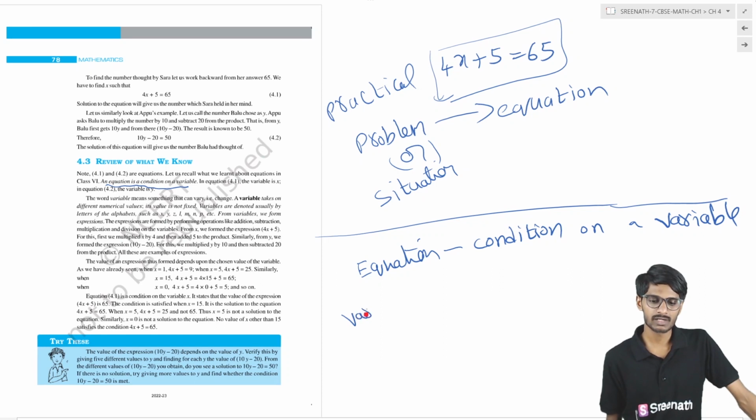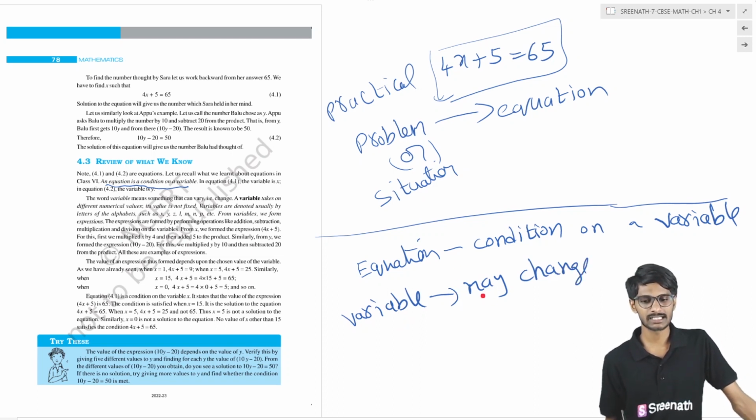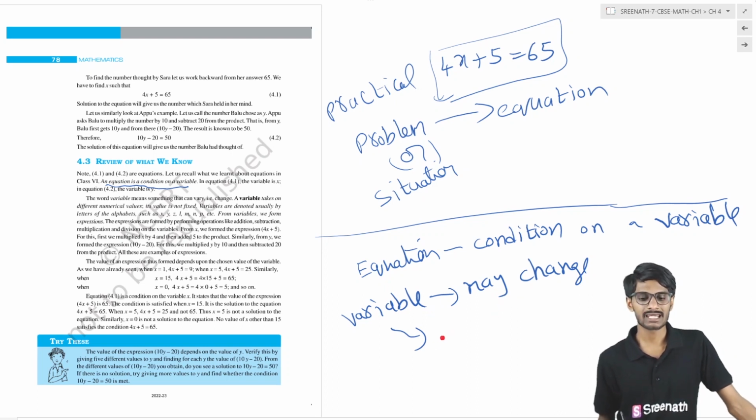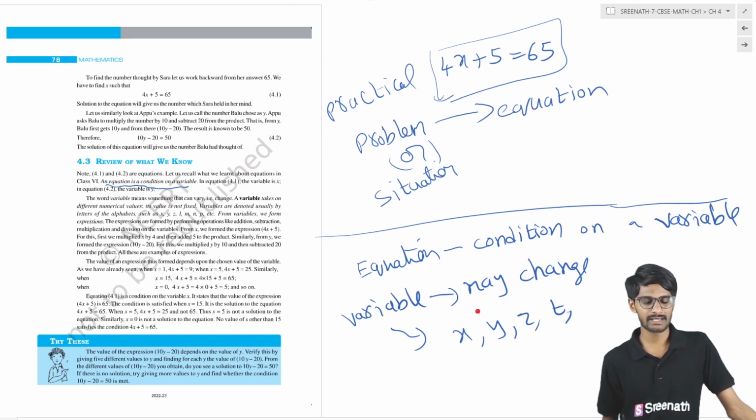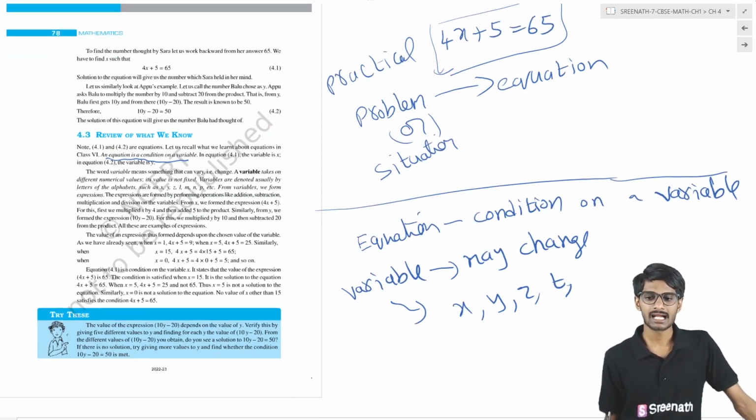A variable is something whose value may change. Its value may be different numerical numbers. We can represent variables as letters like x, y, z and t. We can take any letter of the alphabet to represent a variable, students. So a variable means its value may change; it is not a fixed value. So an equation is a condition on a variable.